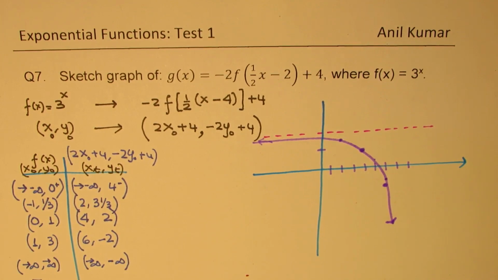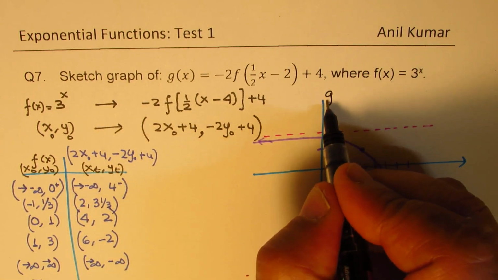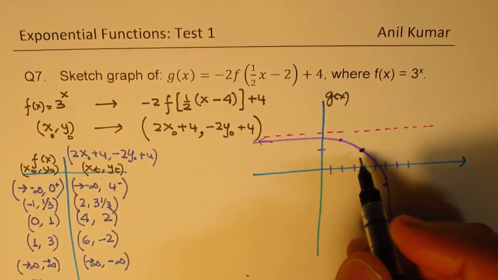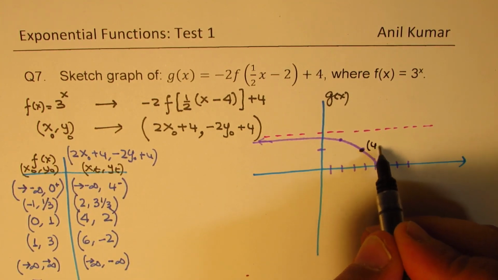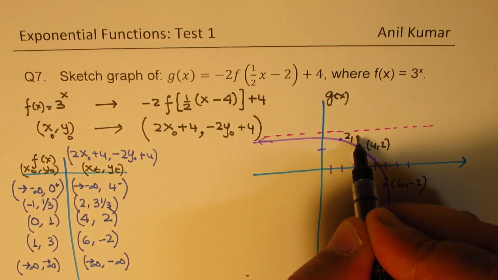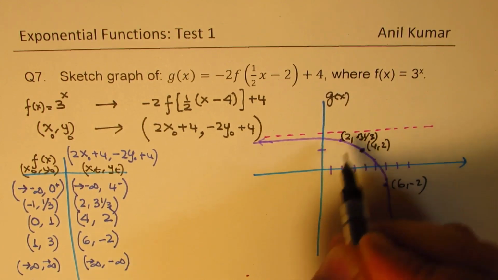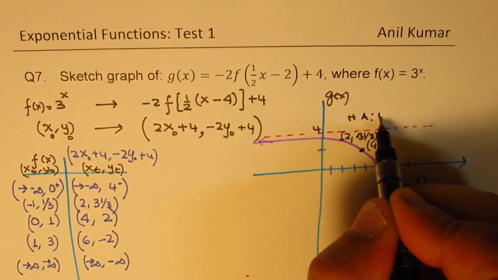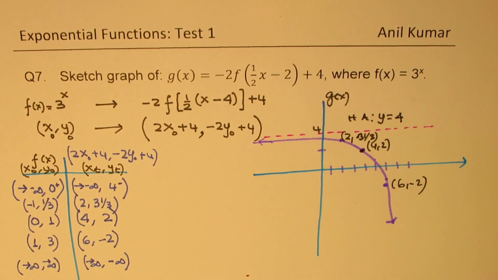So that becomes the exponential function, which is g of x. Is that clear to you, right? So these are the critical points which we should mention, which are (4, 2), here we have (6, -2), and we have (2, 3), (3, 1/3), okay. And this is 4, right? So we have a horizontal asymptote, which is y equals 4. Is that clear to you? So that is how you could sketch the transformed exponential function, where the base is 3. So I hope it makes sense.